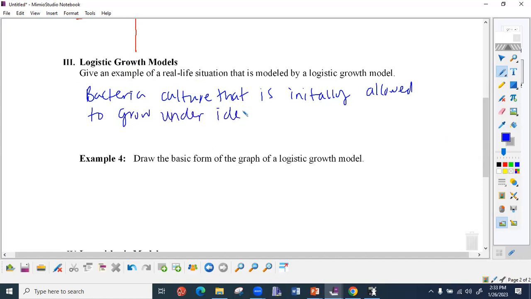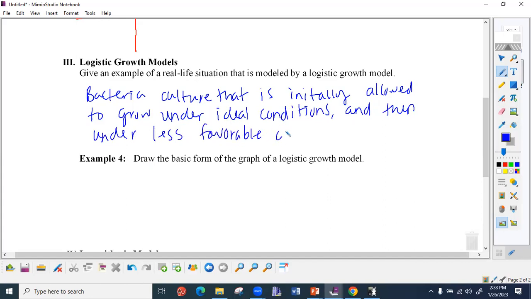conditions. The key thing here is ideal, because you know in science we only can have so many conditions and parameters that we can control. And then under less favorable conditions that inhibit the growth, you can then compare the two models and examine what it looks like.